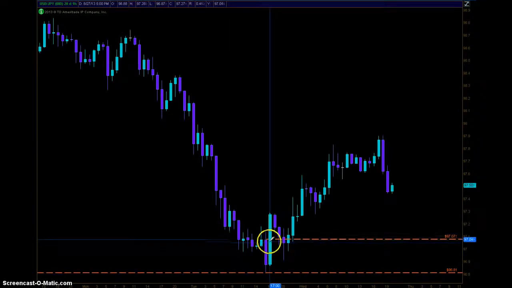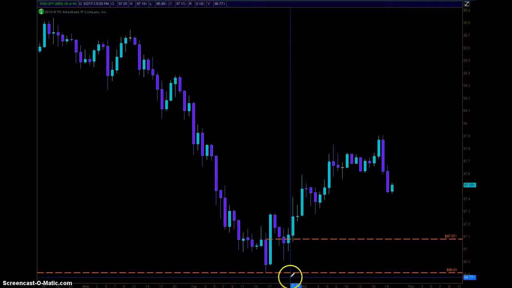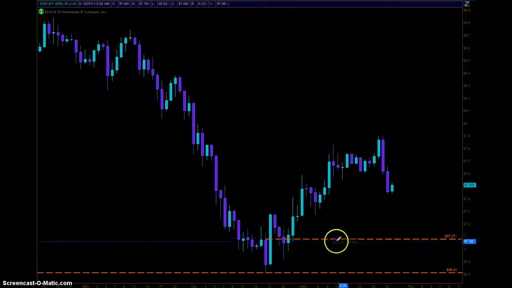And again, if this candle that engulfed it breached the low of this candle, then that's where the low of the range would go. But it didn't. So the range is from 97.07 to 96.81.